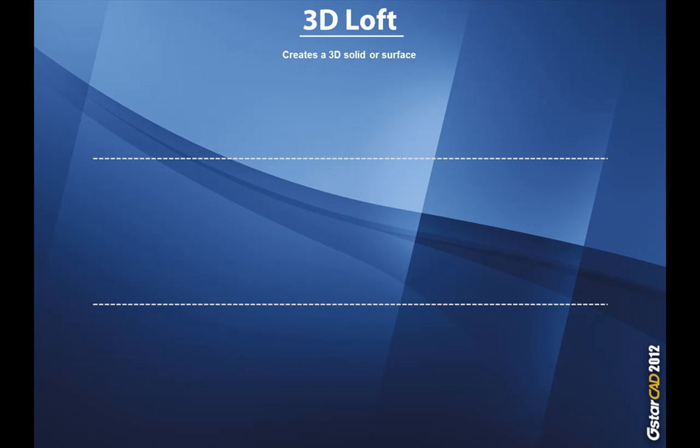To create a 3D solid or surface you will need at least two cross sections. These two cross sections can be closed entities or closed objects. You can also do this operation with open objects or open entities, like an arc, a single line, or a spline. When you are performing 3D Loft with open objects, you will get a surface.